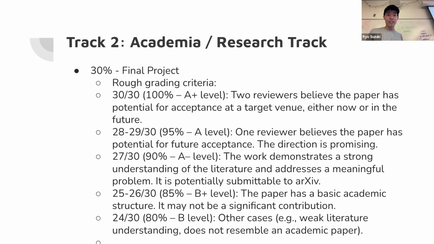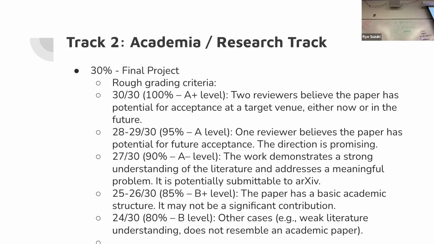So the rough grading criteria is, A plus level is more like if we think, oh, this actually has the potential that you could actually submit it to one of the venues. That is the kind of level of an A plus.